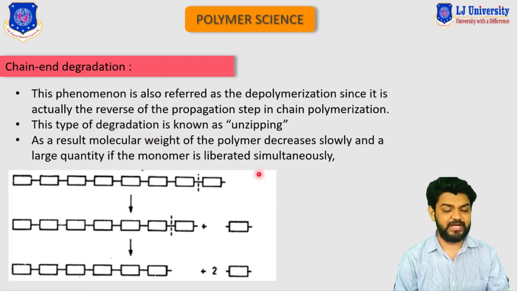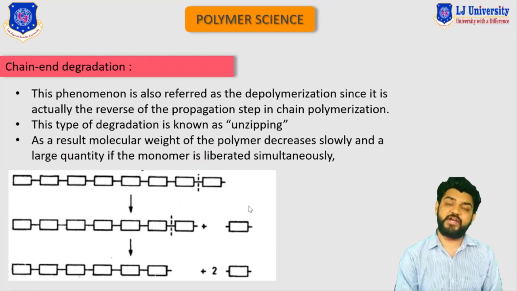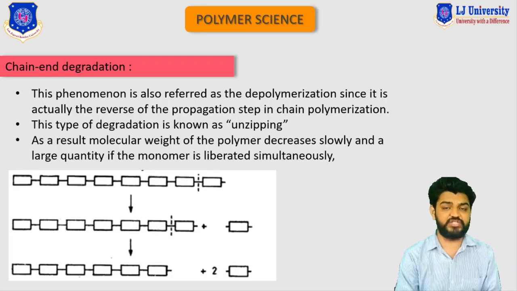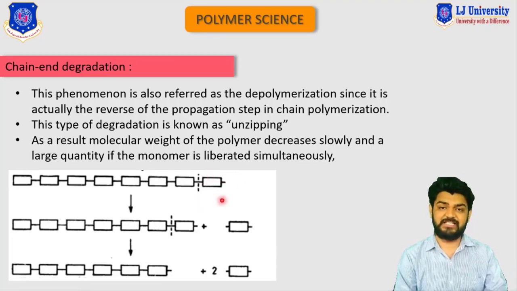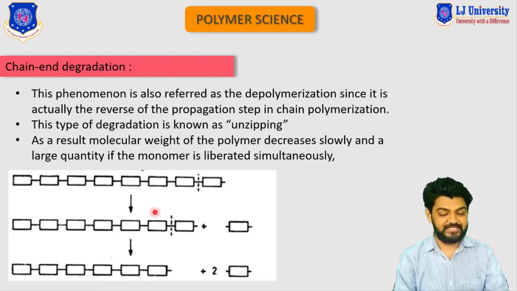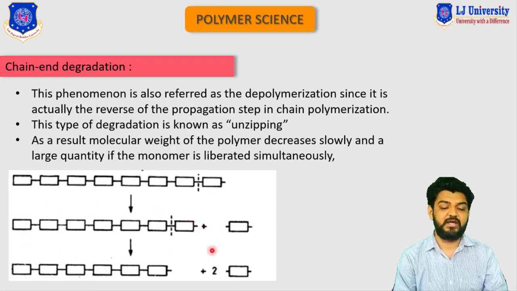With this image, you can clearly see the long chain of the polymer. When this polymer undergoes the degradation process, specifically chain end degradation, it will degrade from the end. Here you can see that this particular monomer is now being liberated because of the chain end degradation process. So you can see that the resultant product is like this: this is your long chain, and now one monomer is being liberated.